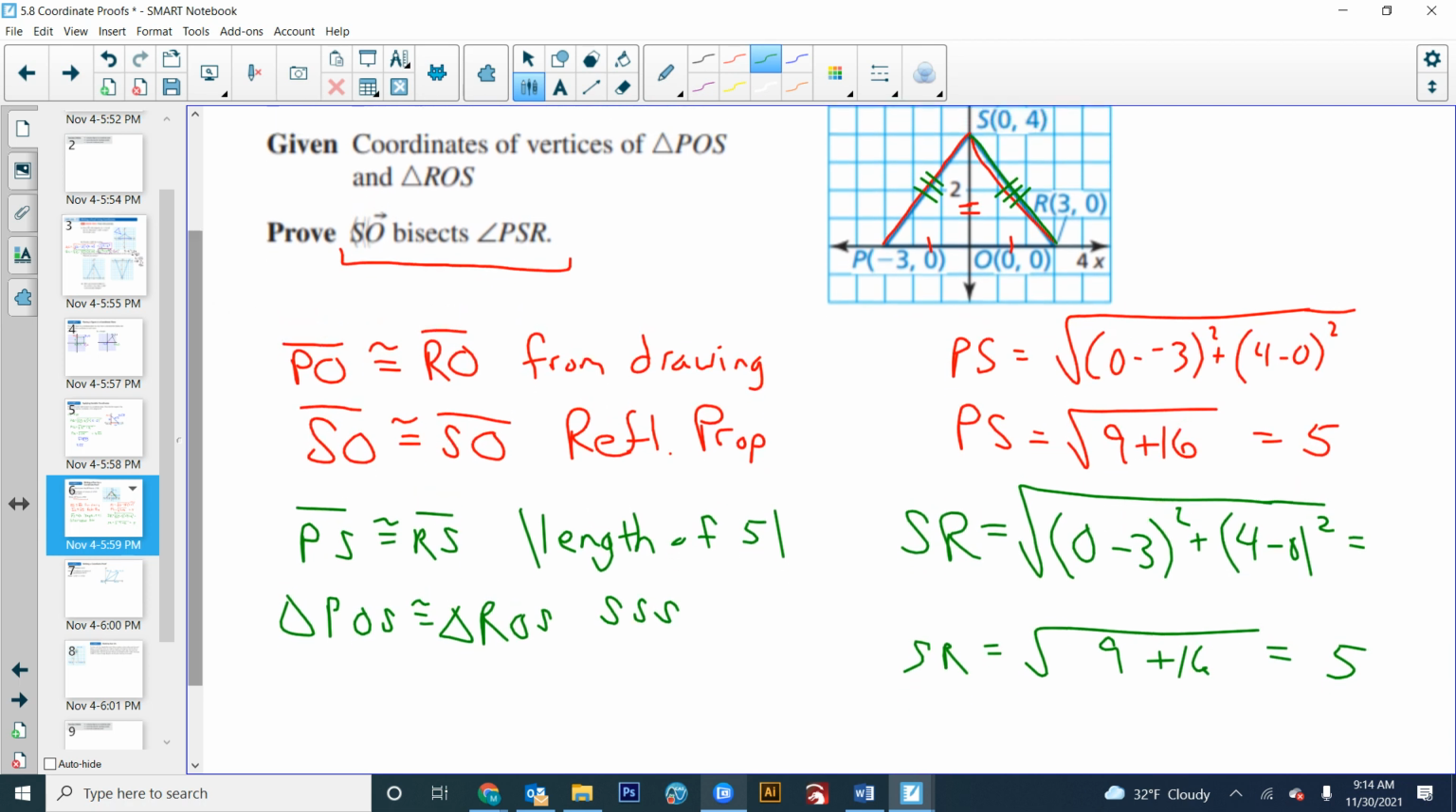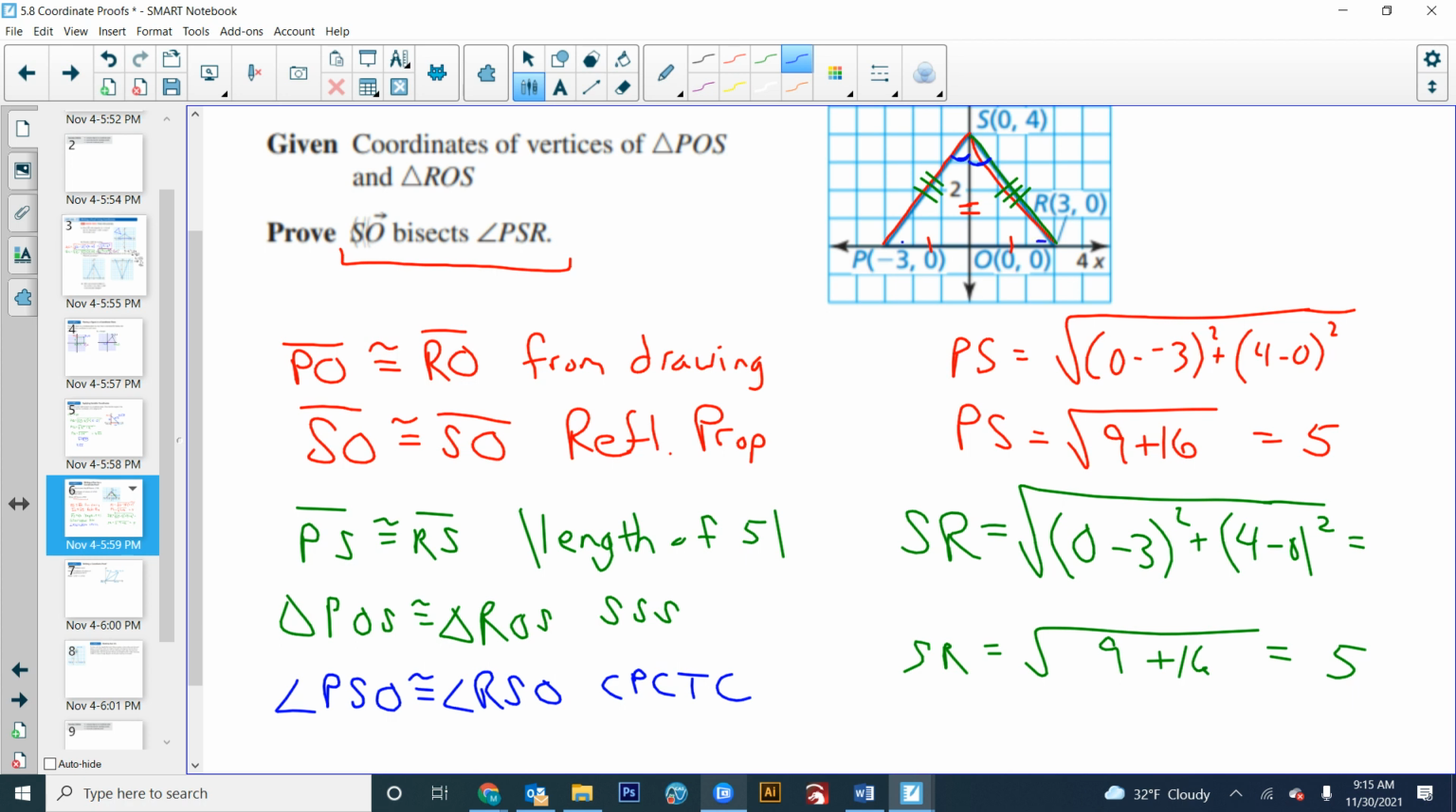So now there's two more steps. Aren't these angles right here the angles that go together in those two triangles? We didn't mention them in the proof, did we? But they have to go together, right? Angle PSO is congruent to angle RSO by CPCTC.